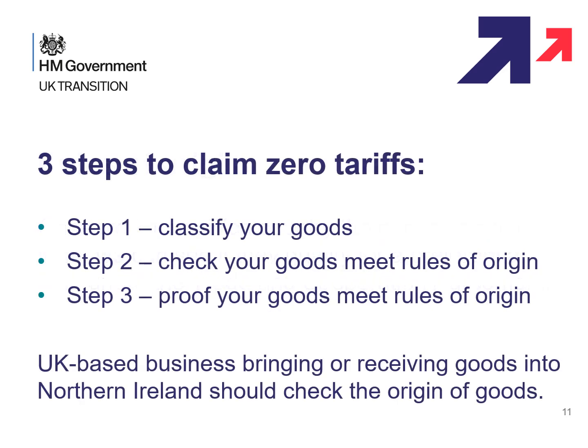When goods are moved into the UK from the EU, or into the EU from the UK, you must follow 3 steps to be able to claim zero tariffs. These are: Step 1, classify your goods by finding the correct commodity code. Step 2, check if your goods meet the rules of origin. And Step 3, get proof that your goods meet the rules of origin. Remember, if you're a UK-based business bringing or receiving goods into Northern Ireland, you should also check the origin of your goods.